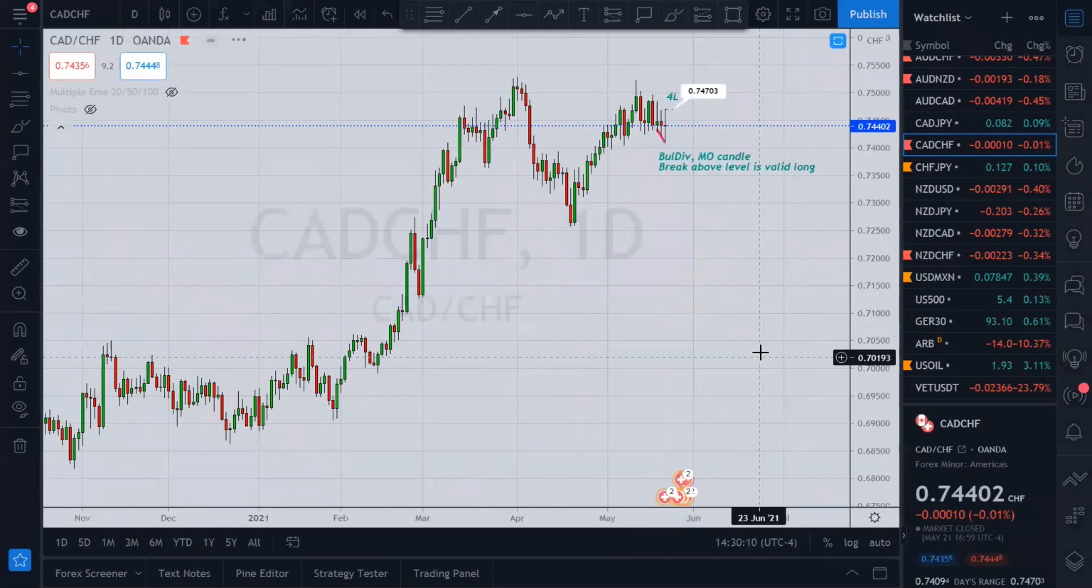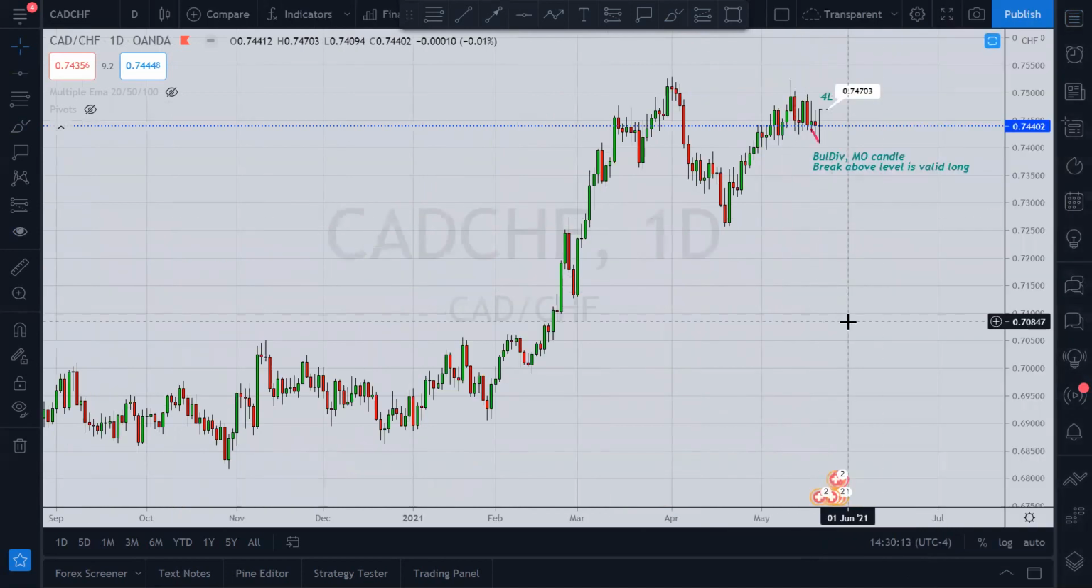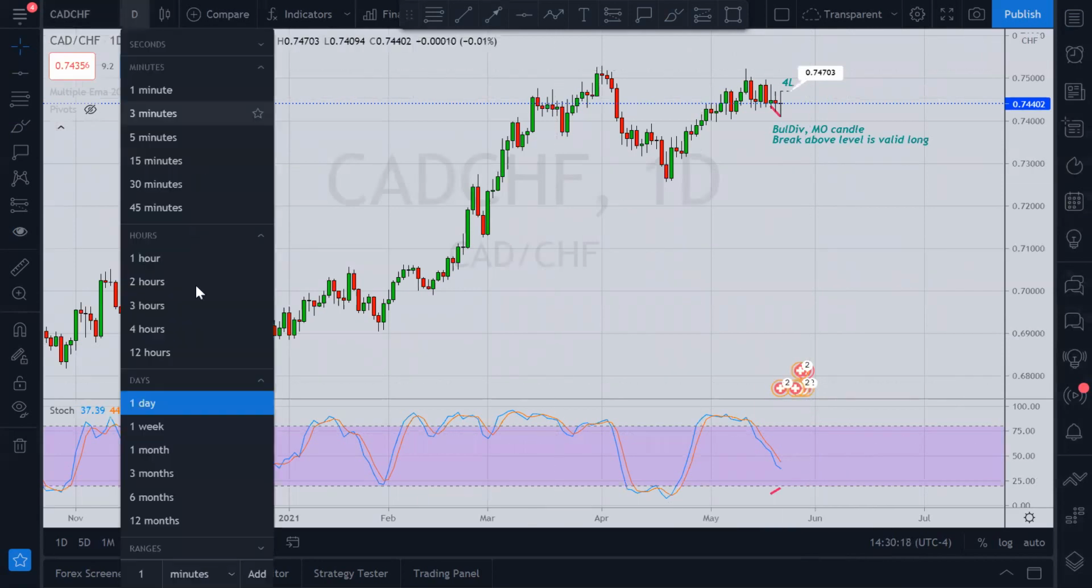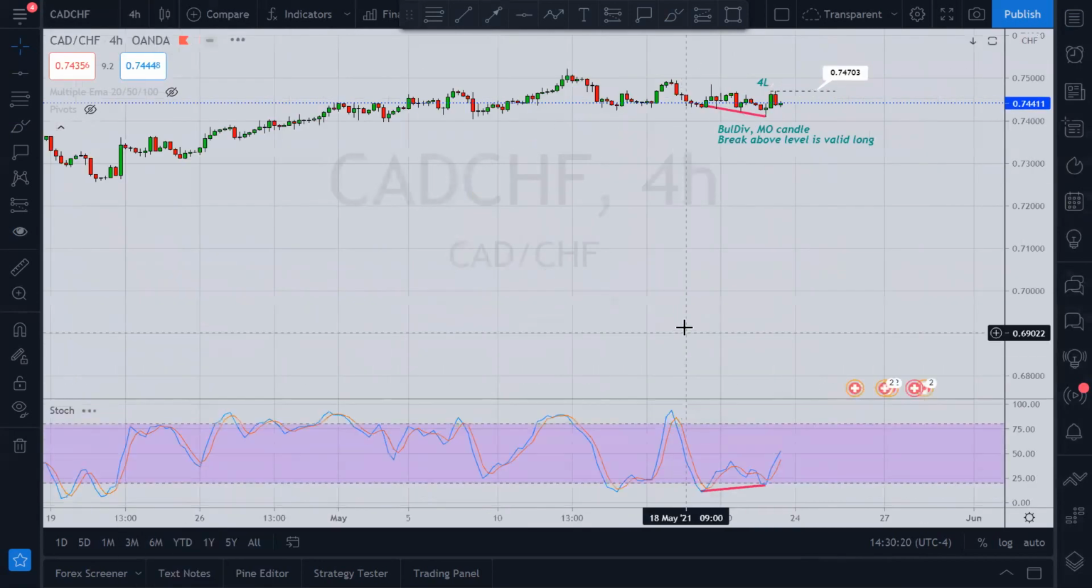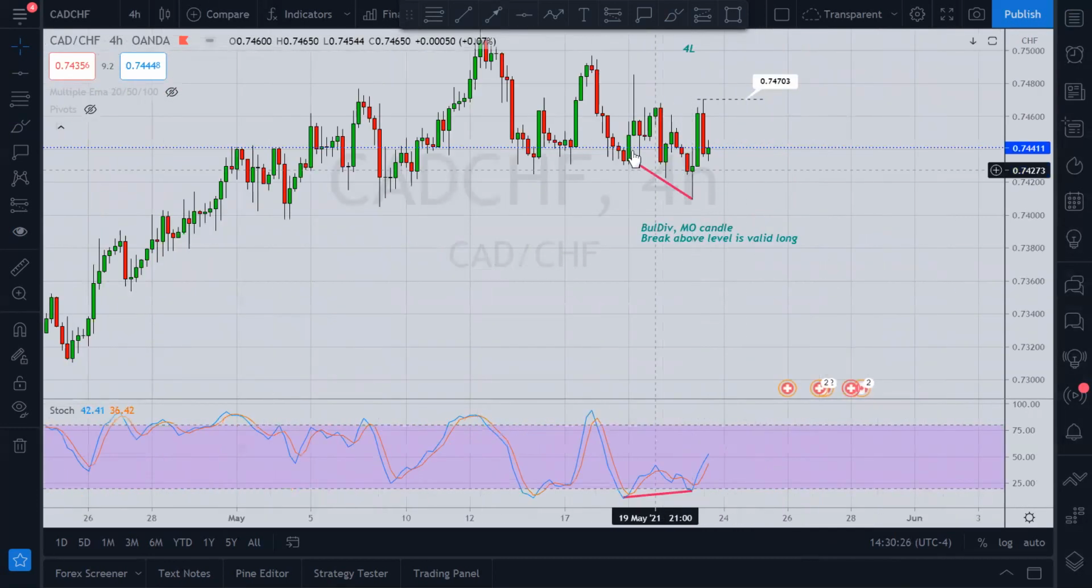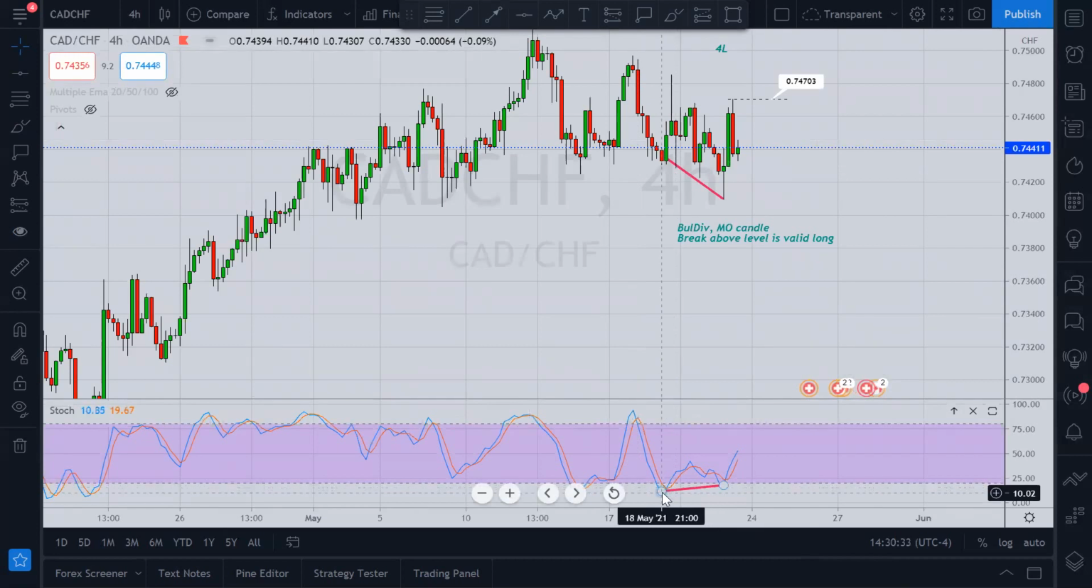CAD Swiss. I like it when I get those little bullish divergence things. They're magical, man. All right, and we have some bullish divergence here. See, let's take it straight down. See when we got oversold here. And look here. Price made a lower low there, but the stochastic made a higher low here. And we have bullish divergence.